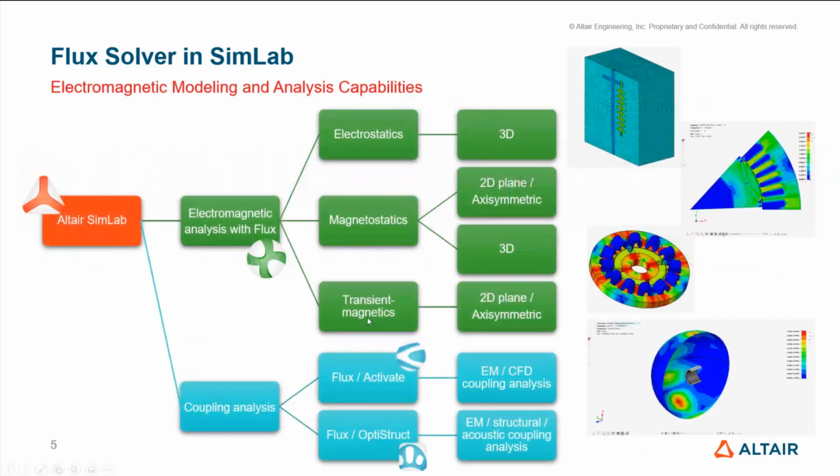What we can do today in SimLab with Flux comes in two ways. The first is to run the traditional electromagnetic analysis, including the 3D electrostatic, the 2D or 3D magnetostatic analysis, and also the 2D transient magnetic analysis. The second is the coupling analysis. For example, using Flux and Activate, we can easily run an e-motor CFD analysis in SimLab. And by using Flux and OptiStruct, we can run the e-motor structural or acoustic analysis in SimLab.